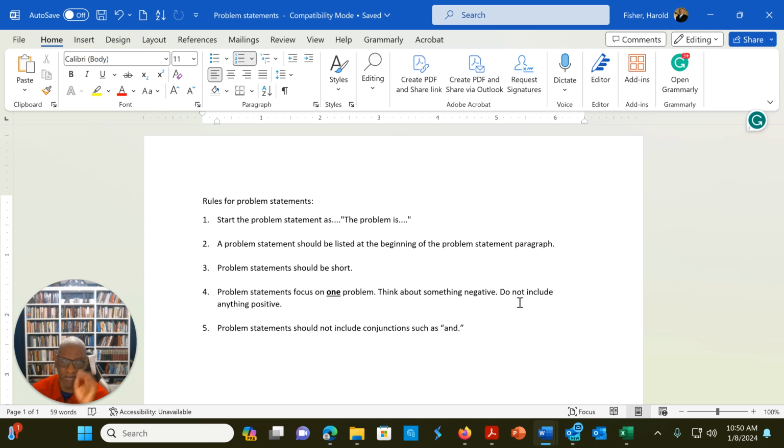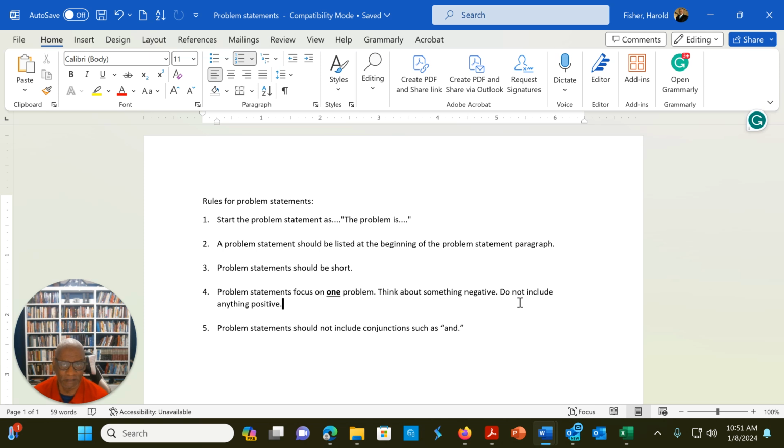Anyway, after you put that heading there, underneath it the very first sentence should be the problem statement, and you should start it with "The problem is," and then you tell me what that one problem is. Number two, the problem statement should be listed at the beginning of the problem statement paragraph. I already mentioned that. And then problem statements should be short, not long.